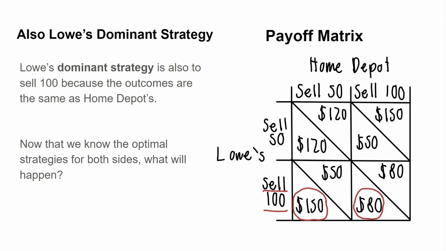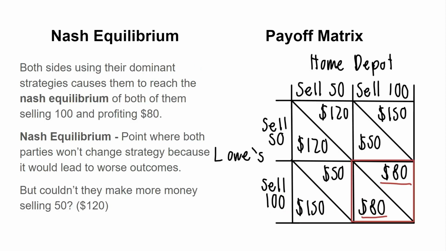Now that we know the best strategies for both parties, what will happen when they use them? Using their dominant strategies, they sell 100 and each gain $80. This is what's called the Nash equilibrium. The Nash equilibrium is defined as the point where both parties won't change their strategy because they aren't incentivized to after considering their opponent's strategy. In this instance, neither party will change their dominant strategy because changing to sell 50 would lead to worse outcomes.